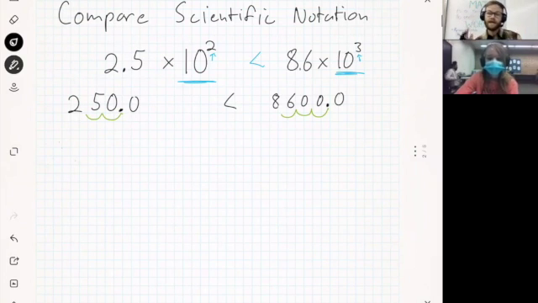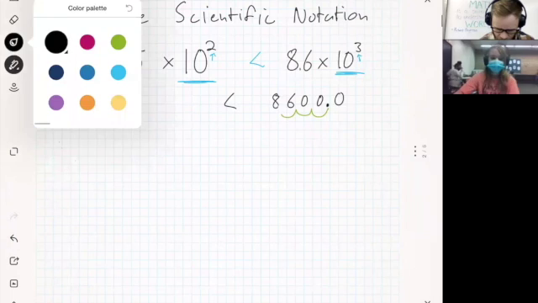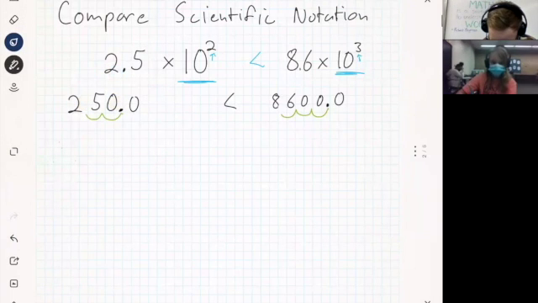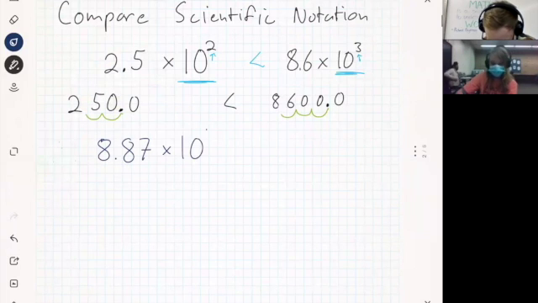So if we've got two numbers in scientific notation and those numbers have different exponents, the number with the larger exponent is the larger number. But sometimes the numbers have the same exponent. So let's do another example down here, and maybe this one I'll do in dark blue. So let's say we've got 8.87 times 10 to the fourth.